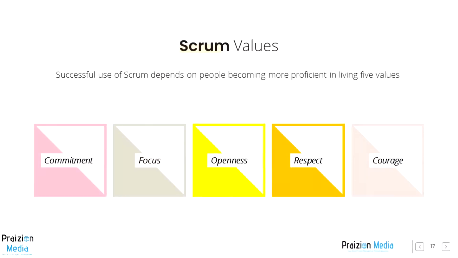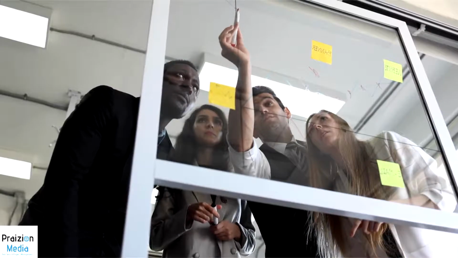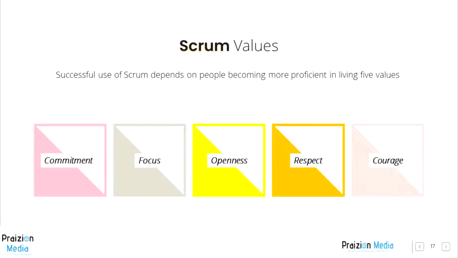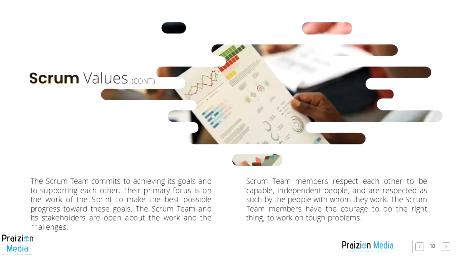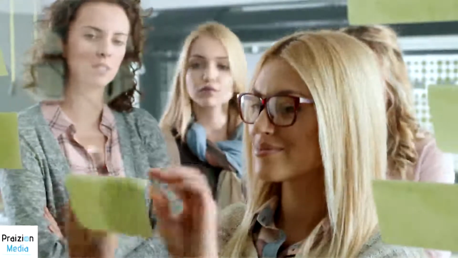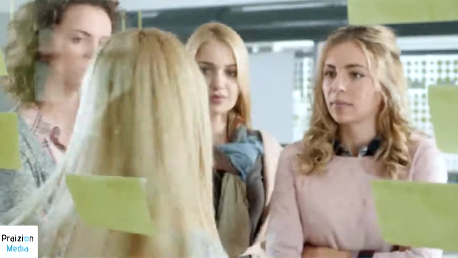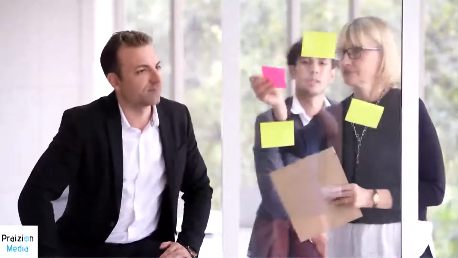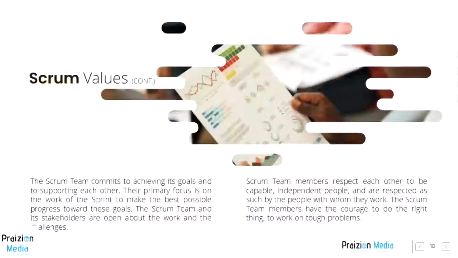Scrum Values. Successful use of Scrum depends on people becoming more proficient in living 5 values: commitment, focus, openness, respect, and courage. The Scrum team commits to achieving its goals and to supporting each other. The primary focus is on the work of the sprint to make the best possible progress towards these goals. The Scrum team and its stakeholders are open about the work and the challenges.